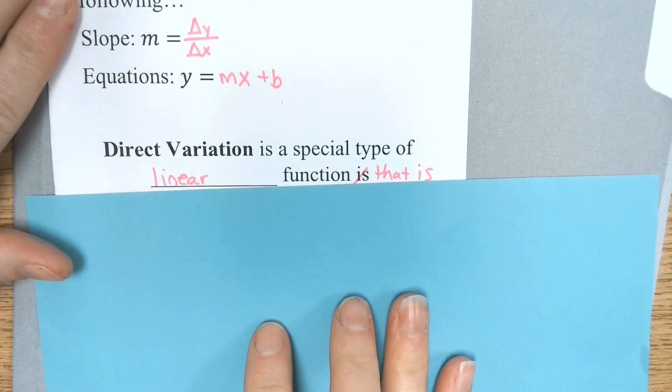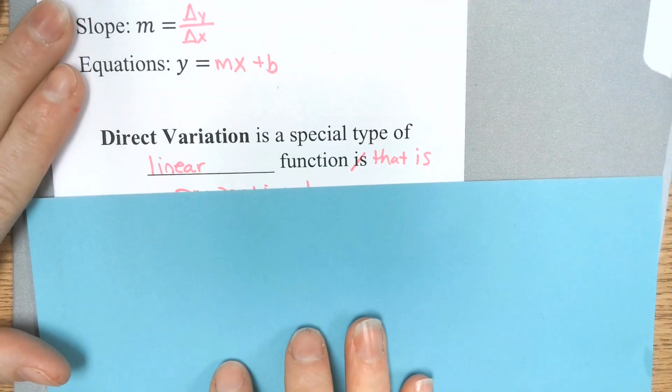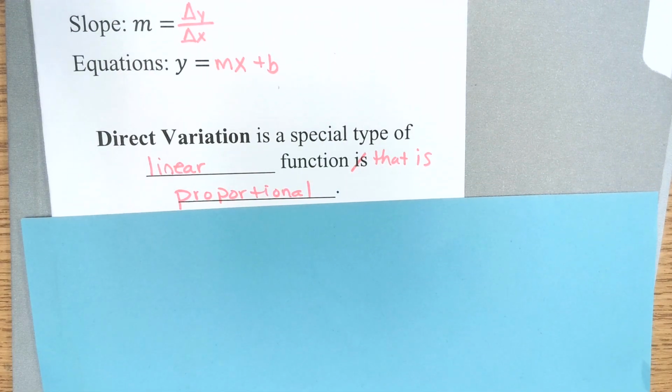Direct variation is a special type of linear function that is proportional. In 8th grade, you learned about proportional relationships, where they went through the origin, it was a straight line, and it was increasing.